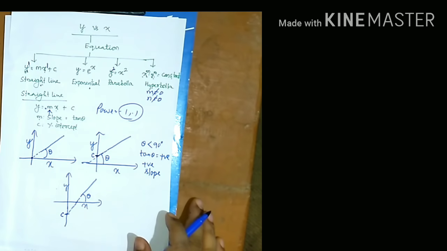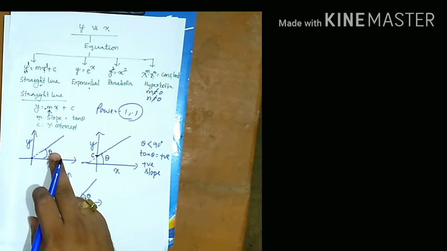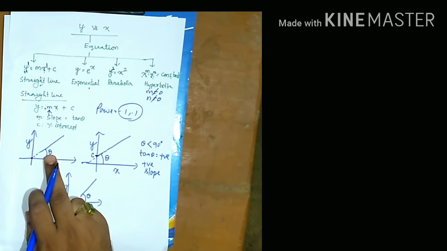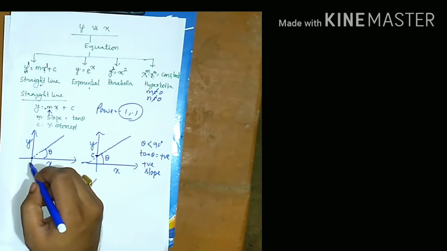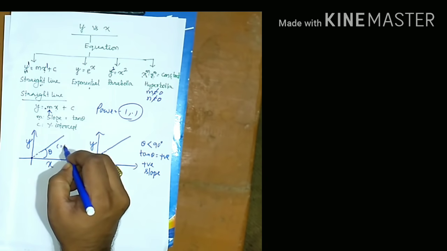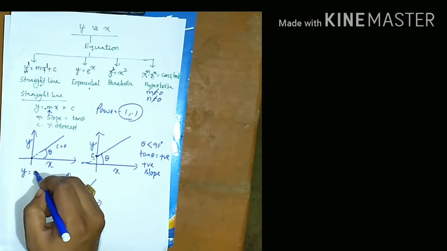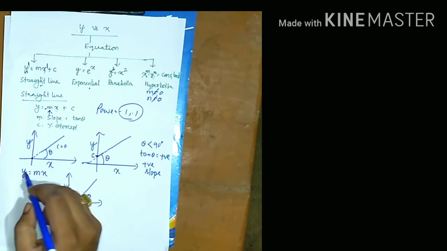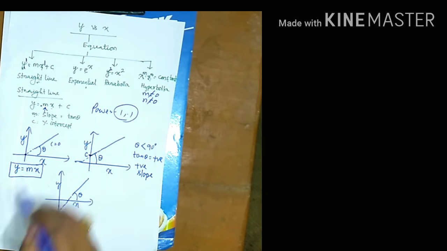So what is the difference between all these three cases? This is a straight line with positive slope, but here there is no y-intercept, means c is equal to 0. In this case c is equal to 0, so for this the equation will be y is equal to mx only. There is no c. So this is one type of straight line.